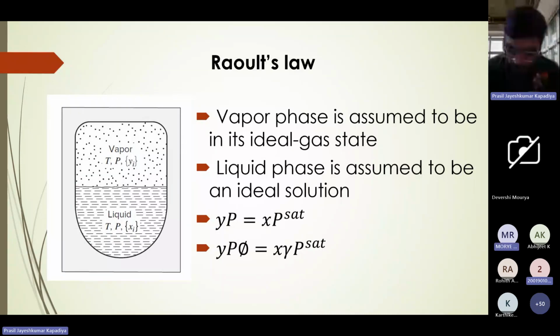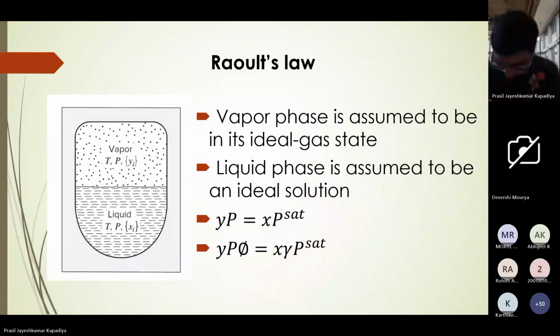Positive deviation from ideal behavior. So what does that positive deviation mean? Correct, the volume increases. Those are repulsive interactions. So what will happen? This will push the component toward the vapor phase.